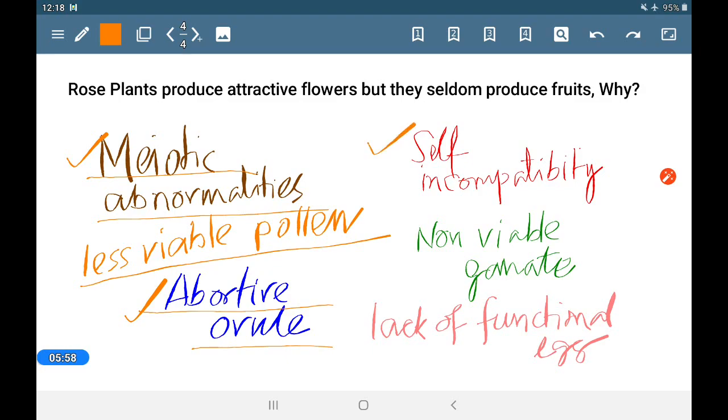Self incompatibility, we have already discussed the matter. That self incompatibility is there, so that they are not getting fertilized. Non viable gametes, and lack of functional egg. So these are the reasons. Exactly which one, we don't know. It is a general question. But you have to focus on the meiotic abnormalities, which in many cases are the reason fruits are not formed.